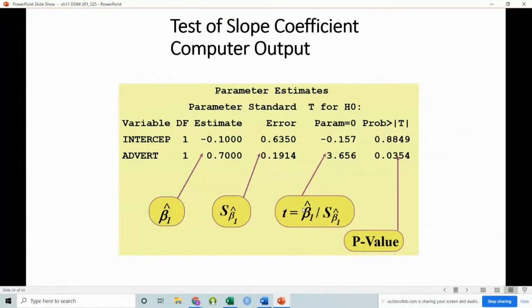So that's basically what this slide says. Our t-value is calculated by dividing the coefficient by the standard error, and we get 3.657, which is greater than our critical value, 3.182. So we can reject the null hypothesis. You can also look at the p-value, 0.035, which is less than 0.05, which also tells us to reject the null hypothesis. So remember, when we're talking about t critical values, higher is better. When we're talking about p-values, lower is better.